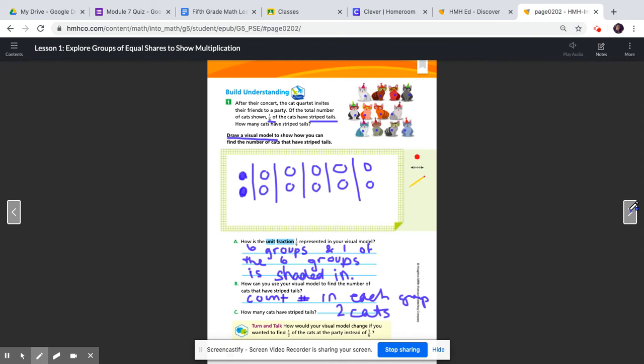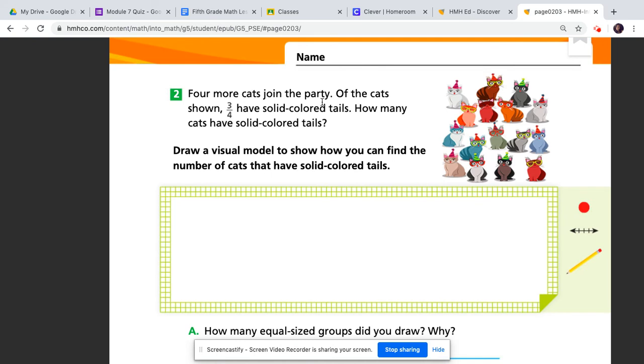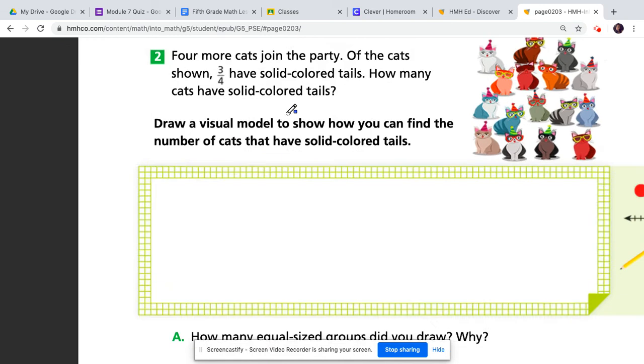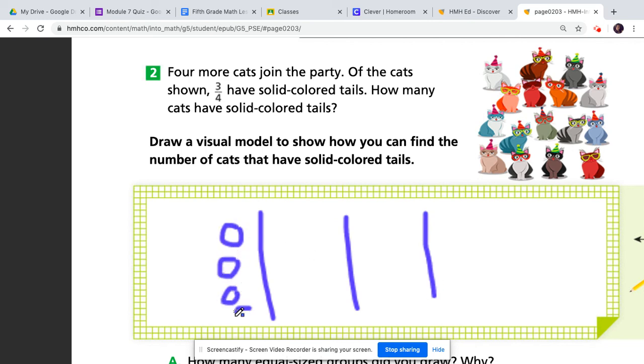Okay, so on the next page, when you go ahead and turn over, it's very similar to what we just dealt with. It says four more cats have joined the party. Okay, so before I had 12 cats, now I have 16 cats. Of the cats shown, 3/4 have colored tails. So how many have solid colored tails? So what you should be doing is putting them into groups of four, okay? So you'd have four different groups. And then in each of these groups, three of the four, you're going to go ahead and shade in. And that is going to represent the group of cats with colored tails.